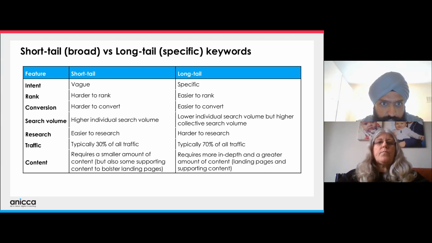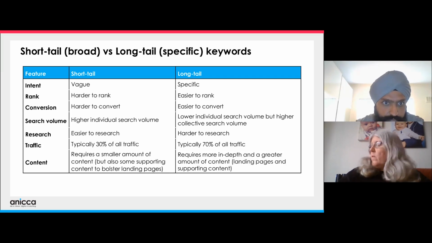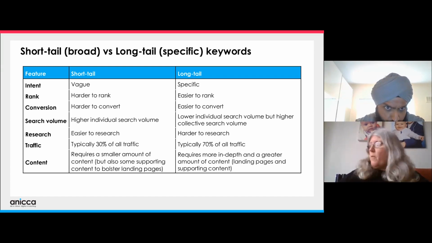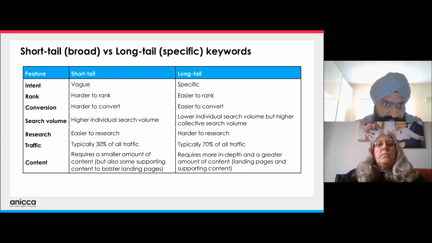So here's a breakdown of the long tail versus short tail. Short tail keywords are vague. They are harder to rank because they're super competitive, harder to convert as well because the search intent's quite broad and you've got to do a bit of qualifying. Search volume is super high, which is good. Easier to research because they're broad and easy to think up. They typically make up about 30% of your traffic. And in theory, you require a smaller amount of content to optimize short tail keywords.